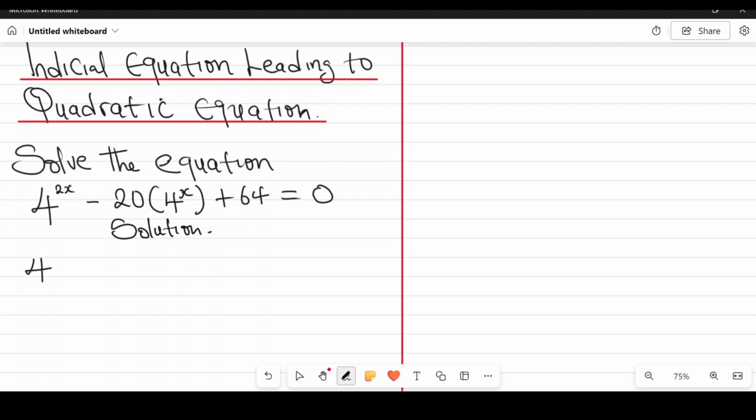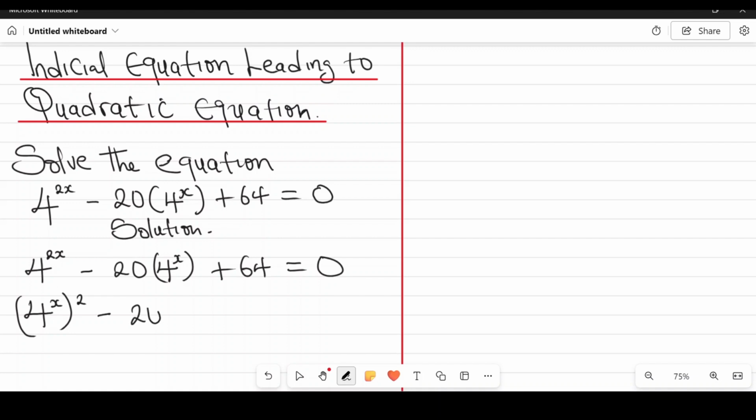equation. So we have 4 raised to the power of 2x minus 20 multiplied by 4 raised to the power of x plus 64 equal to 0. So at this point, I can write that this will be equal to 4 raised to the power of x all squared minus 20 multiplied by 4 raised to the power of x plus 64 equal to 0.